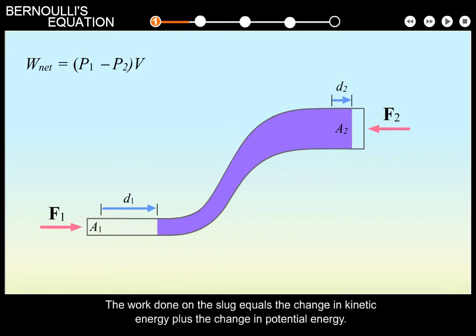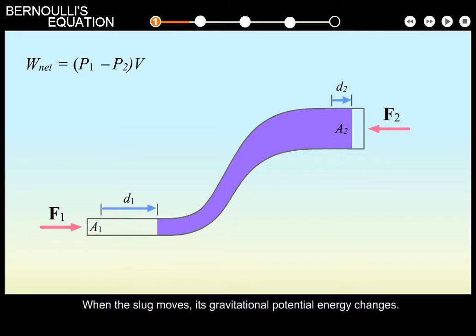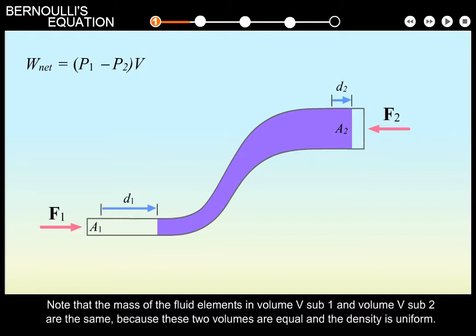The work done on the slug equals the change in kinetic energy plus the change in potential energy. When the slug moves, its gravitational potential energy changes. Note that the mass of the fluid elements in volume V sub 1 and volume V sub 2 are the same, because these two volumes are equal and the density is uniform.